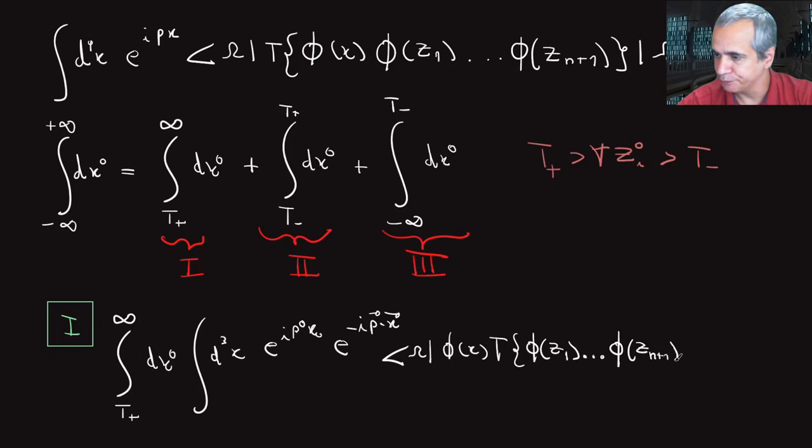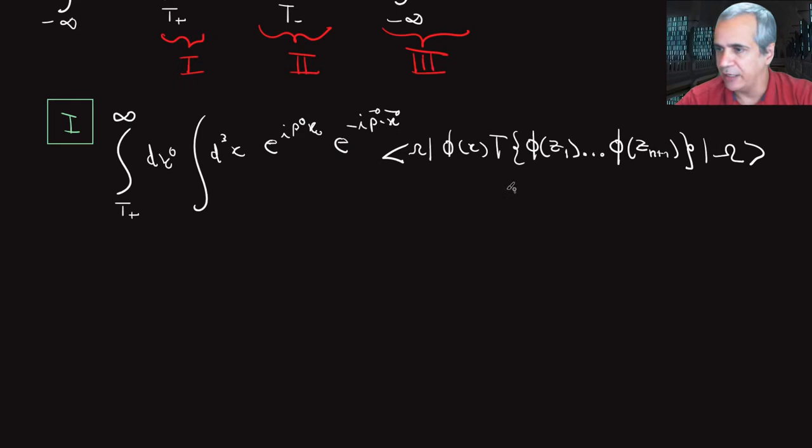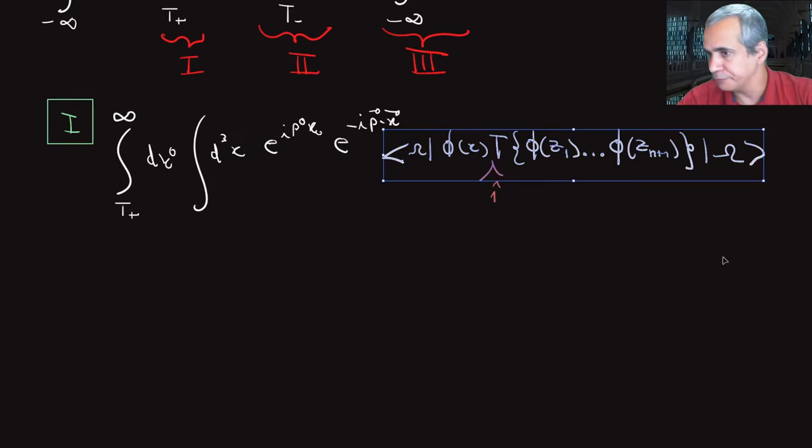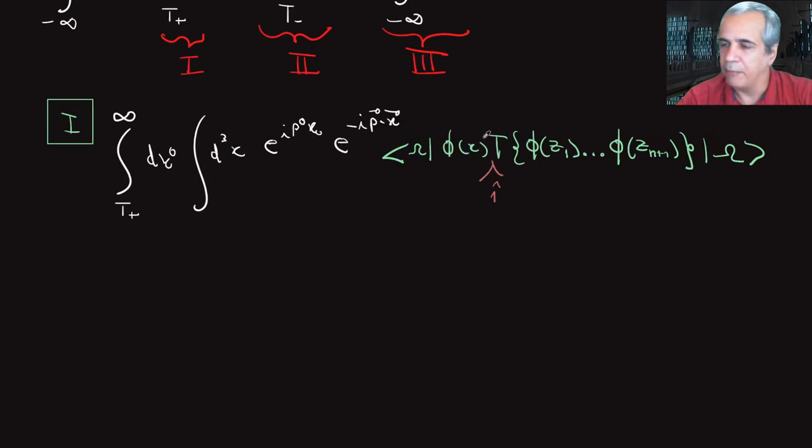Now that I have separated phi of x from the rest, I'll use all the tricks we have been using so far. Let me move this up, and again, I'll insert here that identity with all the states. So I'll rewrite this term by inserting that identity, the sum or integral over lambda. Again, I'm thinking of a complete set of states, eigenstates of momentum and energy, right?